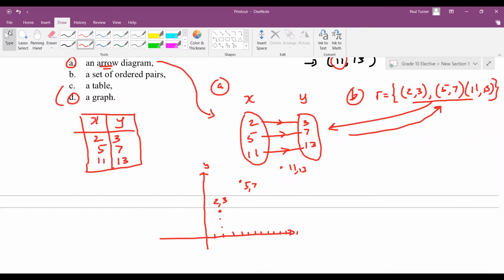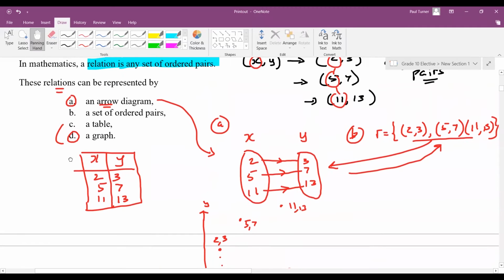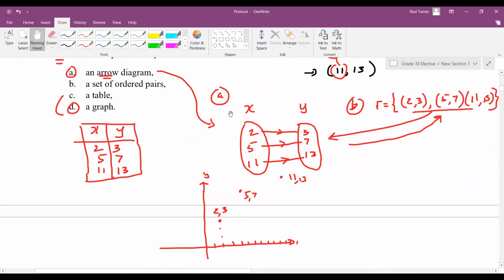So that's four ways that you can represent a relation. The ones you'll see most are A and D. So I think these are the two common ones. I won't often use a table, not so much. And a set of ordered pairs, you'll see this sometimes written in this form. So basically a relation is just the relationship between pairs of numbers. That's it.